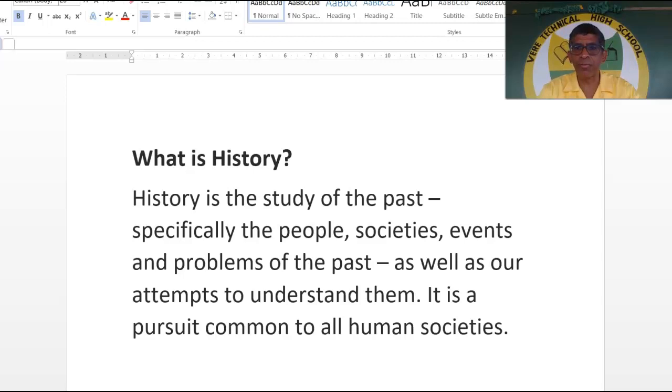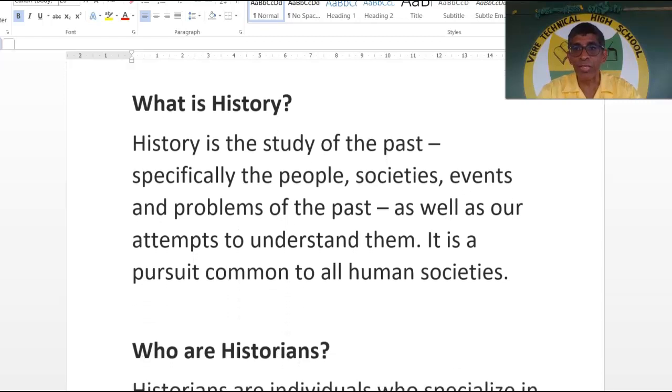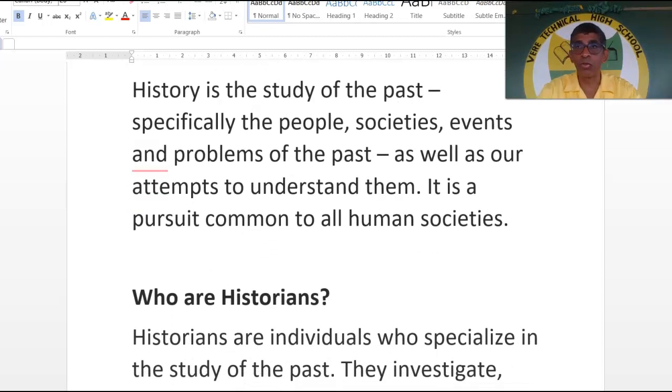What is history? History is the study of the past, specifically the people, societies, events, and problems of the past, as well as our attempts to understand them. It is a pursuit common to all human societies. As long as there have been people on this earth, they have been doing things, and the things they have done have been recorded as history so that future generations can learn about who these people are.